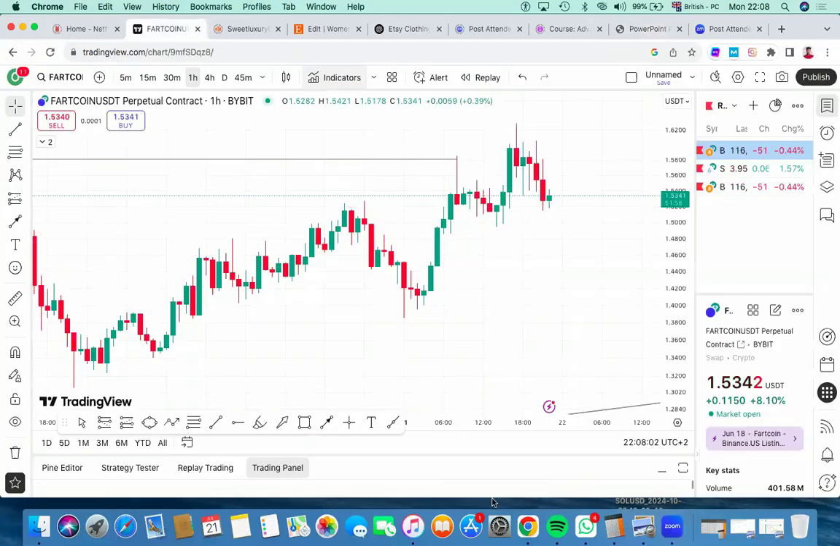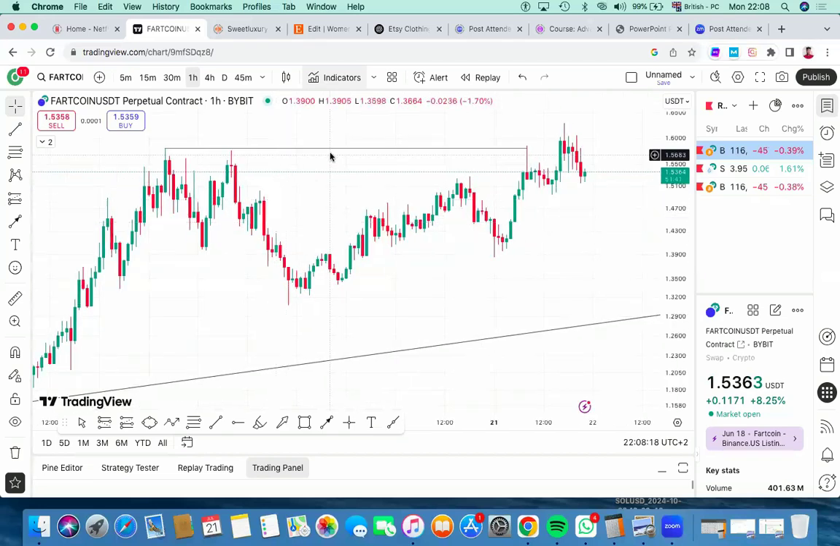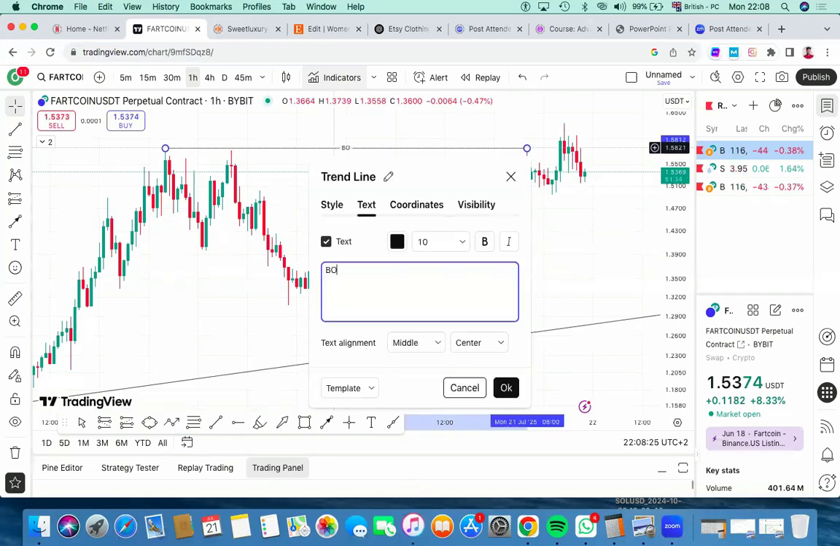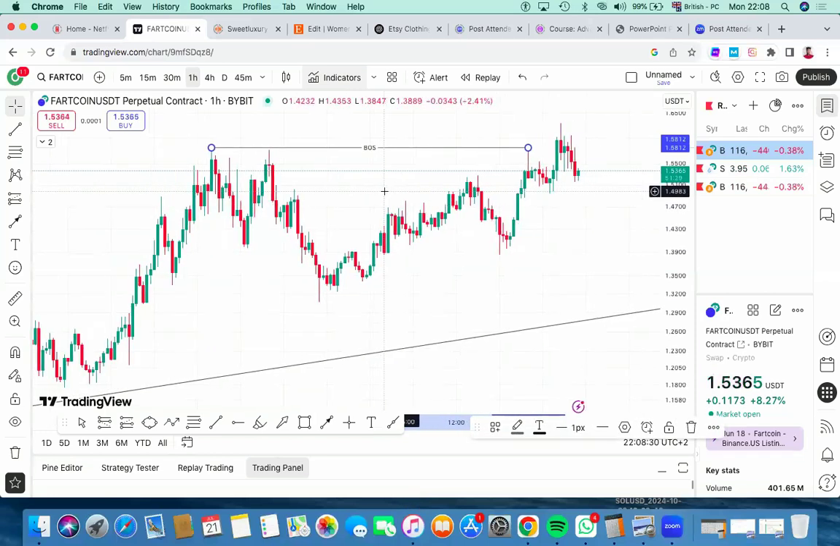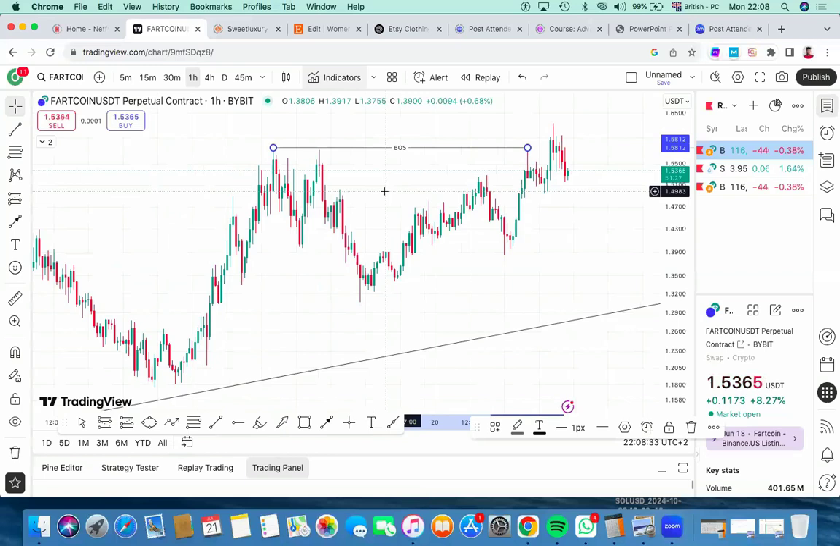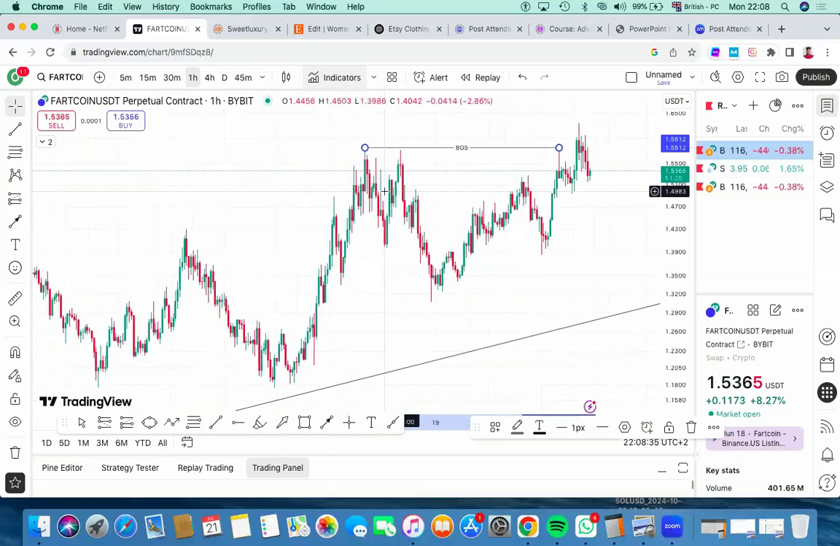So is there any question? Is there anybody who has questions regarding the main topic of tonight, which is BOS and how you can draw your BOS? This is the break of structure. For you to draw your break of structure, you want to first draw your market structure.